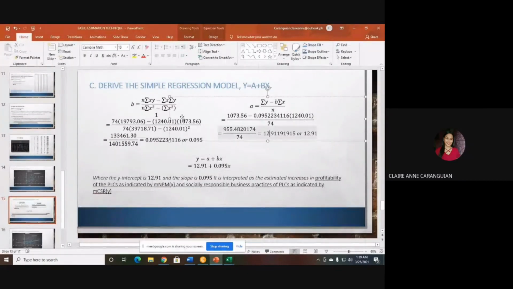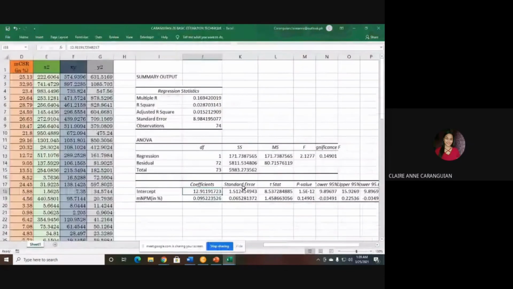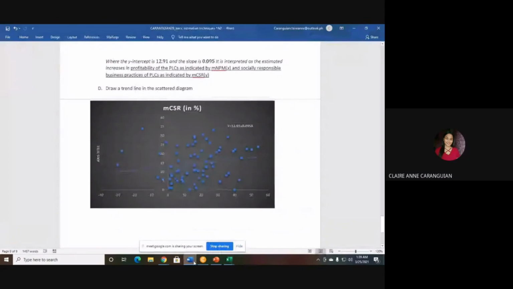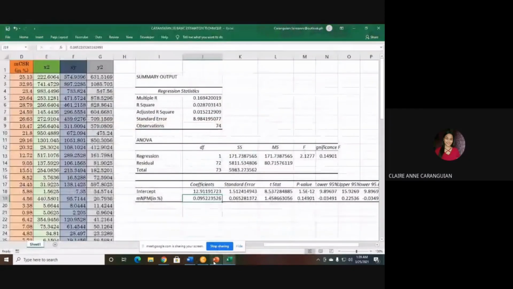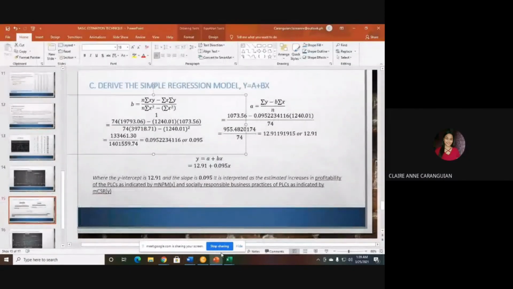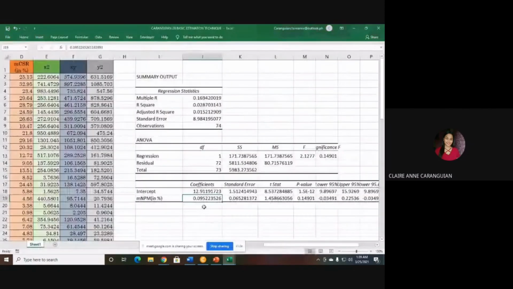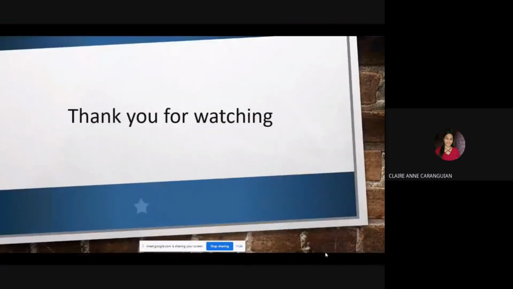Ayan. While yung Y range is ito, 0.095 here. Same lang, right? So, ganun kadali pag gumagamit ng Excel. Allowed naman tayo gumamit ng Excel. So, mas better. Pero pinakita ko lang yung process or paano makuha. So, thank you for watching.